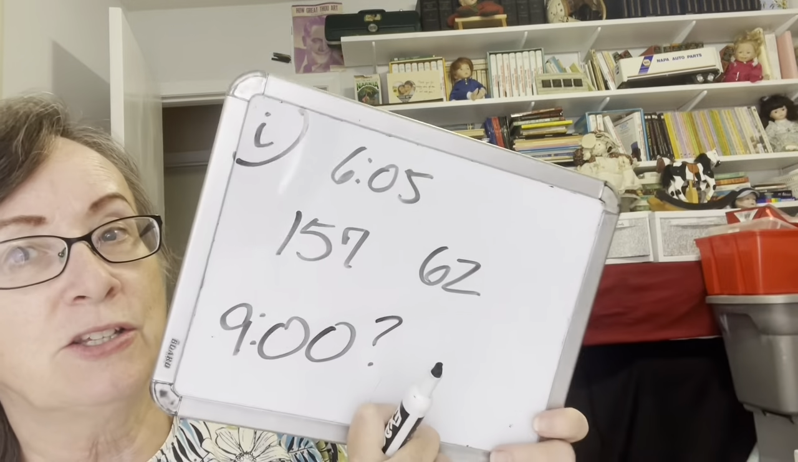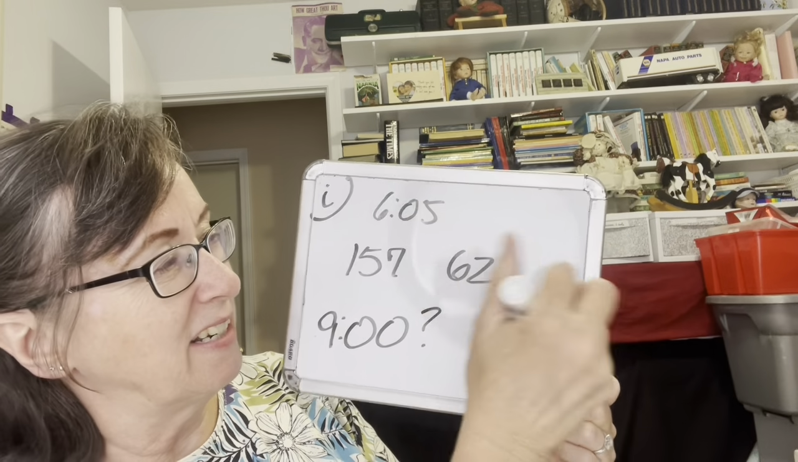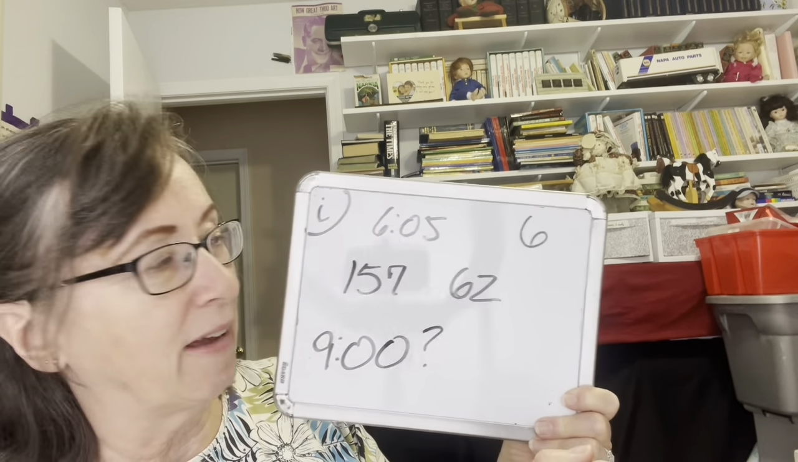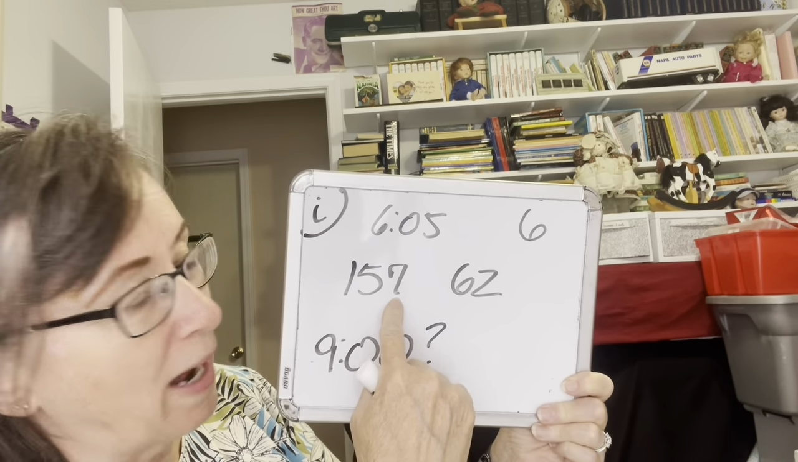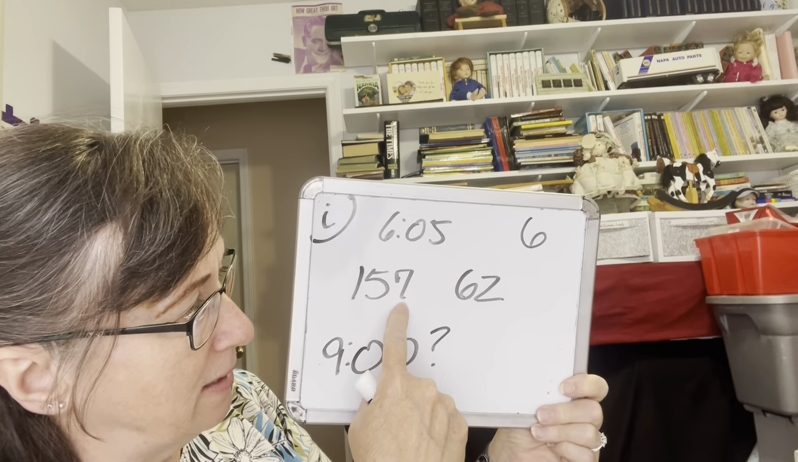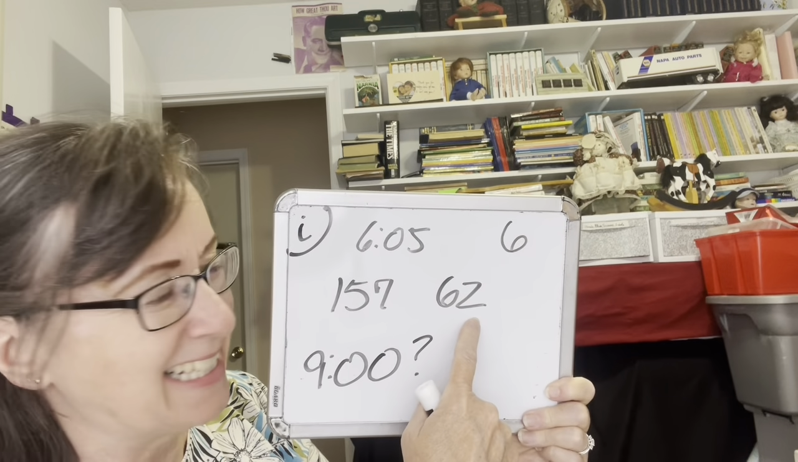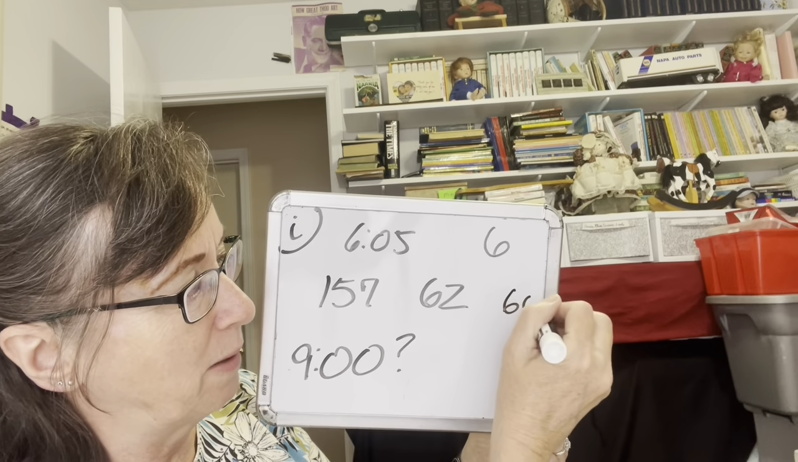6:05 p.m. and Eduardo is driving to Dallas. If he is 150 miles away and driving at an average speed of 62 miles per hour, is it reasonable that he can reach Dallas by 9 o'clock p.m.? Explain your answer. Okay, so let's just start at 6. Because we're estimating, he's got to drive 157 miles. And let's take the 62 and make it 60 miles an hour.